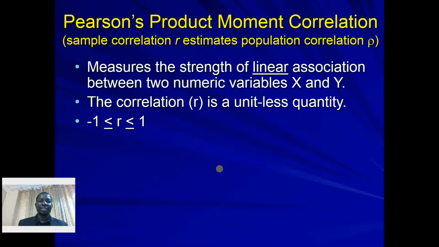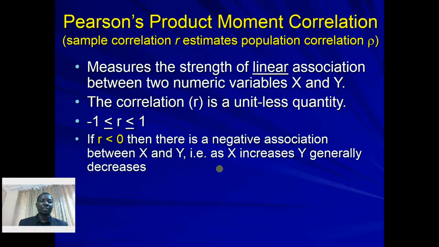So it means that your correlation coefficient should always fall within the bounds, or the range, of -1 to +1. So when you are doing your analysis and you get a correlation coefficient more than 1 or less than -1, then it means that there's something wrong with your calculation. Correlation cannot go beyond the -1 and +1 bound.